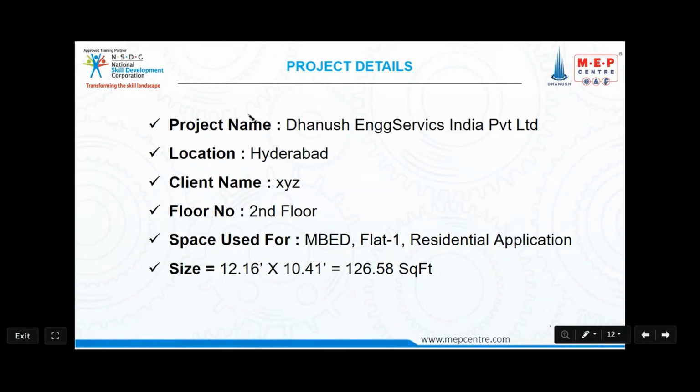So now project details, project name. Who has given the project? That project name will be written. If Lodha Constructions has given the project, we write Lodha Constructions. If Aparna Constructions has given the project, we write Aparna Constructions. Later, the location: which location that project belongs to, we will mention the location.